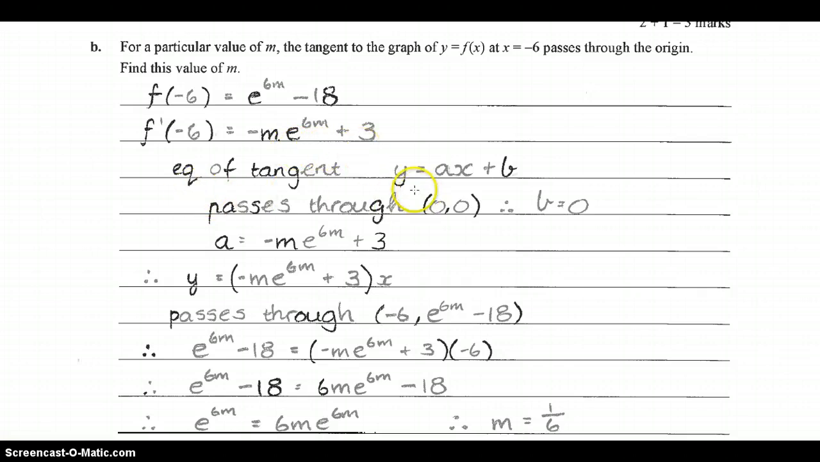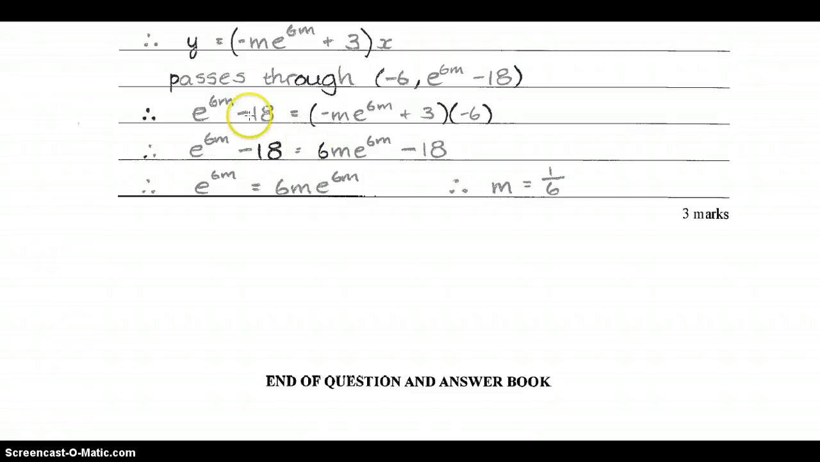So the equation of the tangent is y equals ax plus b, where a is the gradient and b is the y-intercept. Now because the tangent goes through 0, 0, b is 0, and a is the gradient, which is negative m e to the 6m plus 3, which I found up here. So therefore my tangent equation is this, and I know that the tangent also goes through the point negative 6, e to the 6m minus 18. So if I sub that in, I can actually end up solving for m.